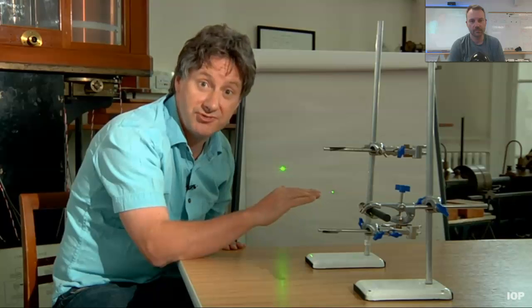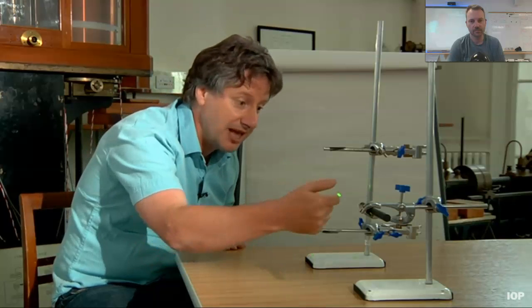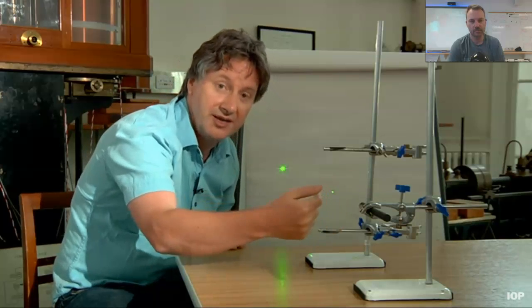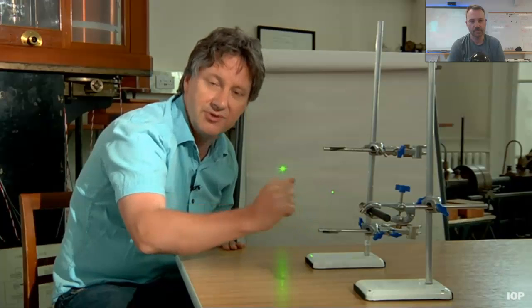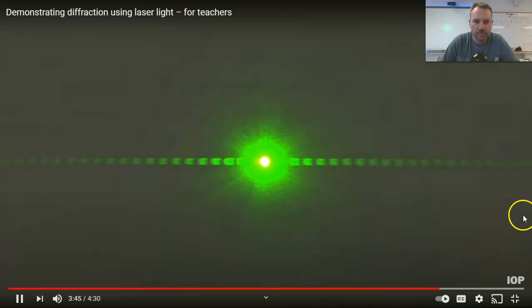We also observe destructive interference. That's where the light traveling around one side of the wire interferes destructively with the light that's traveled around the other side of the wire. And that's what leads to the pattern we see on the screen.